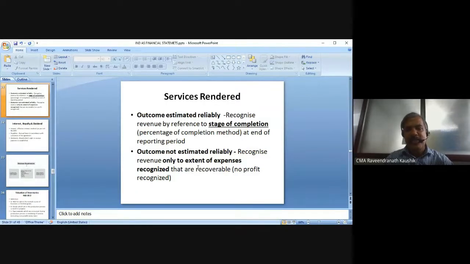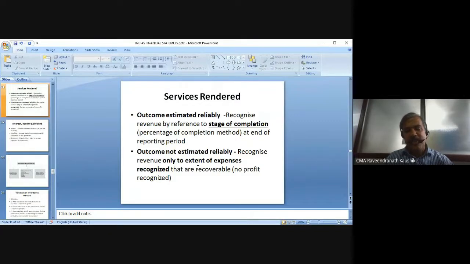One, if the outcome is estimated reliably, then recognize the revenue by referring to the stage of completion at the end of the reporting period. There are a lot of transactions in services where you keep stages. As soon as that particular stage is completed, then you recognize that particular revenue. But that is when the outcome estimate is reliable. So you have a particular contract and you have understood that contract, that revenue will be recognized over a period of time according to the completion of the contract at each stage. Then when the completion takes place, the reliability is there that the stage has been completed, then recognize the revenue at that particular point of time.